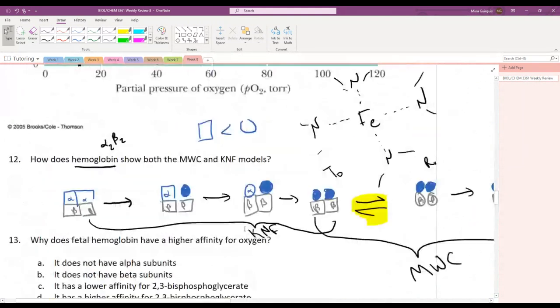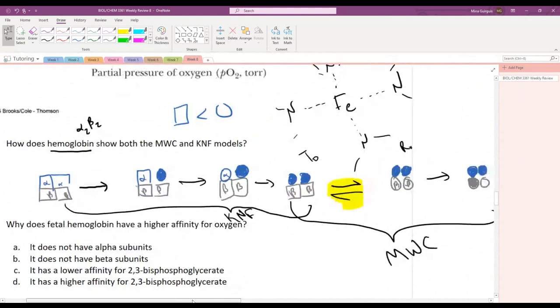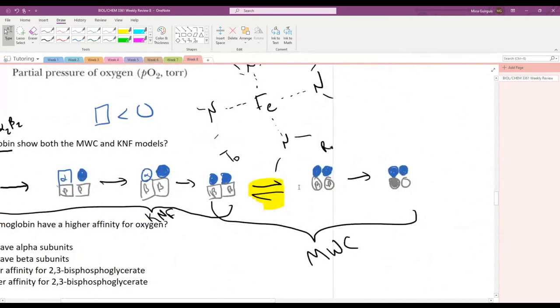Okay? In KNF, it's one, then another, then another, then another. In MWC, it's all at once. Okay? Some enzymes show similarities to the KNF model. Some enzymes show similarities to the MWC model, and some proteins, like hemoglobin, show both. Okay? That's the big difference between the two models, and a really good example that shows them both well.